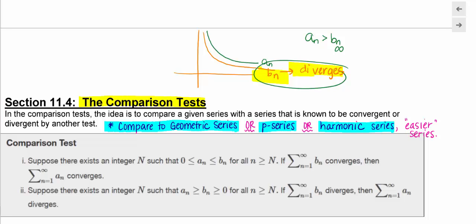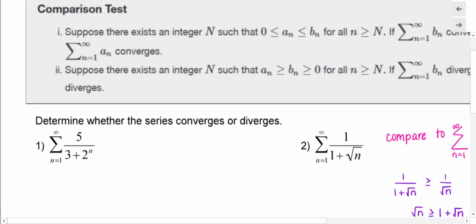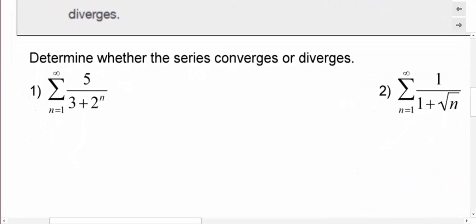So I did write this box here of what the actual direct comparison test will look like, but I'd like to just jump right into some of these examples and get you started so you can see how this is going to look here. So determine whether the series will converge or diverge.